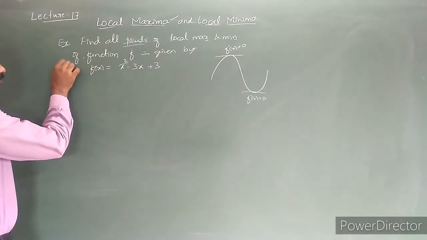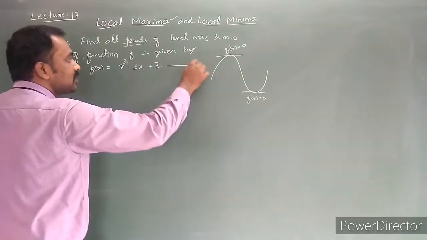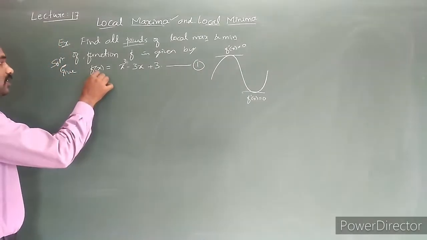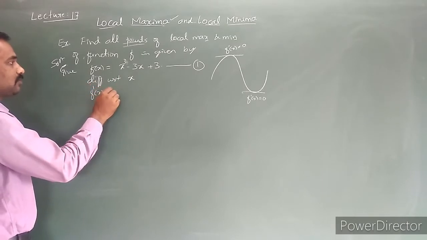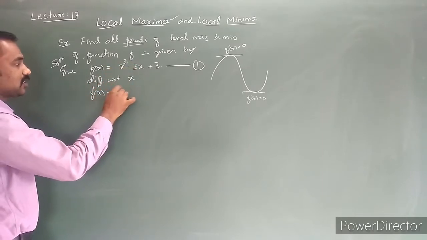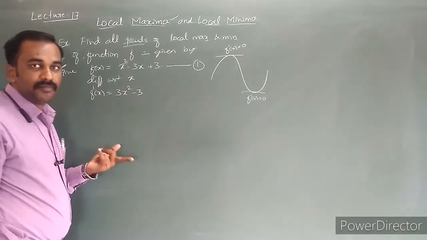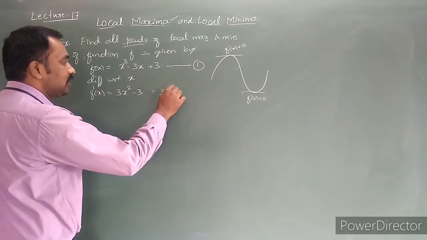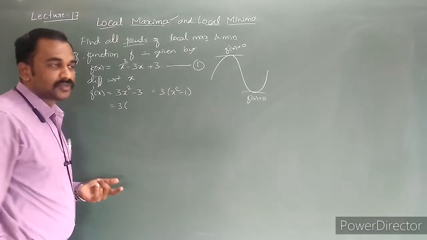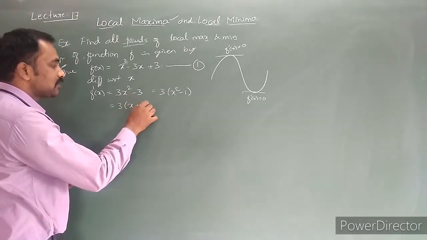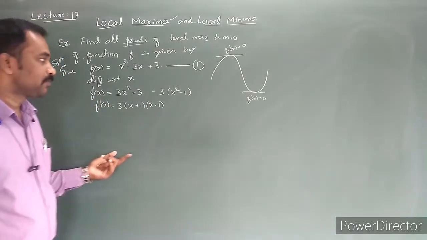So, given solution: this equation is called 1. Differentiating with respect to x, what is f dash of x? f dash of x is equal to 3x square minus 3. It is better to write in factorized form. 3 is common: 3 into x square minus 1. Using a square minus b square equals a plus b into a minus b, this is our f dash of x.